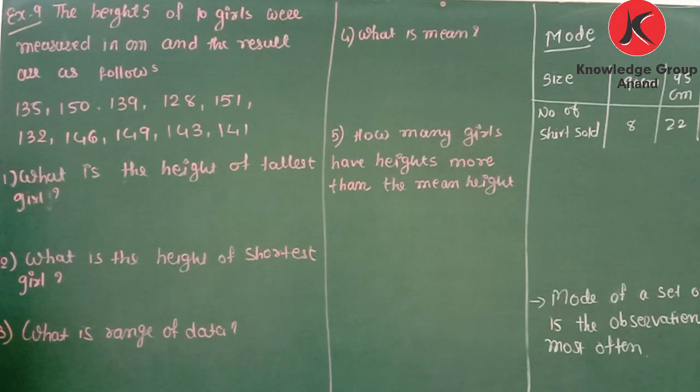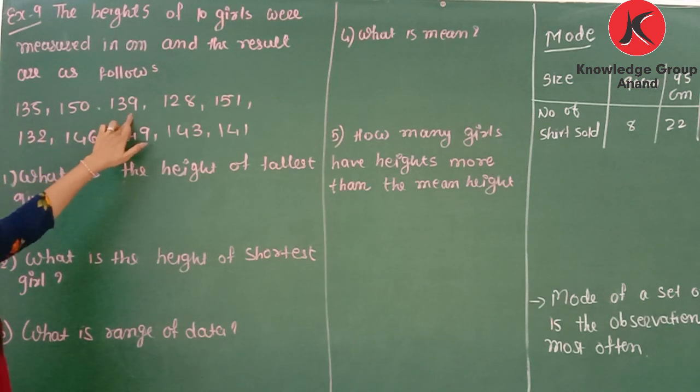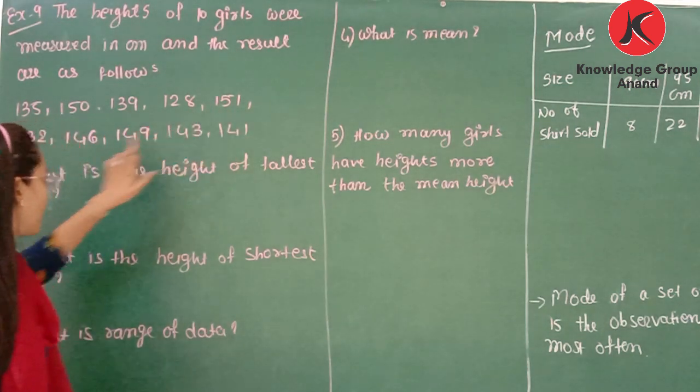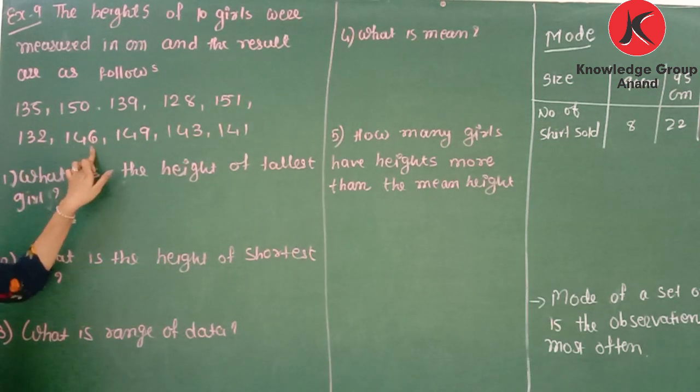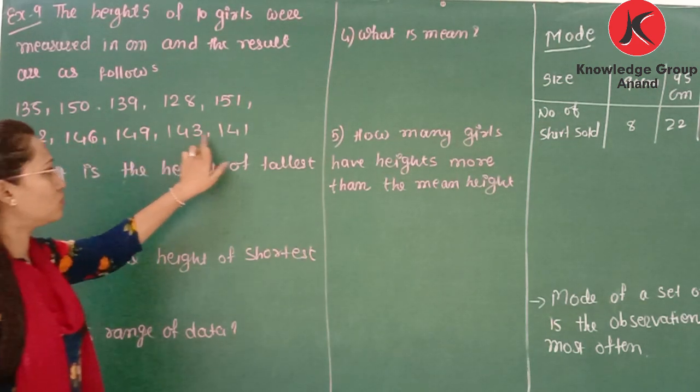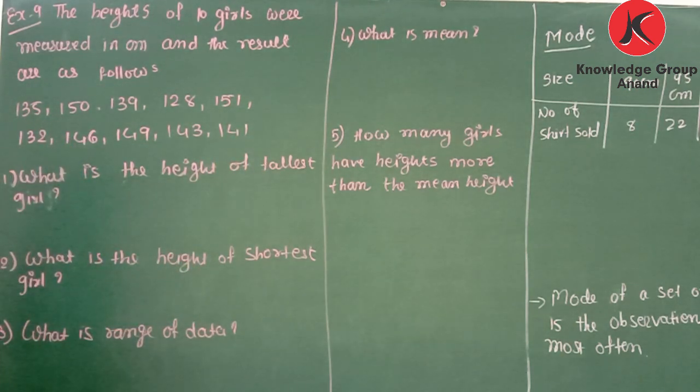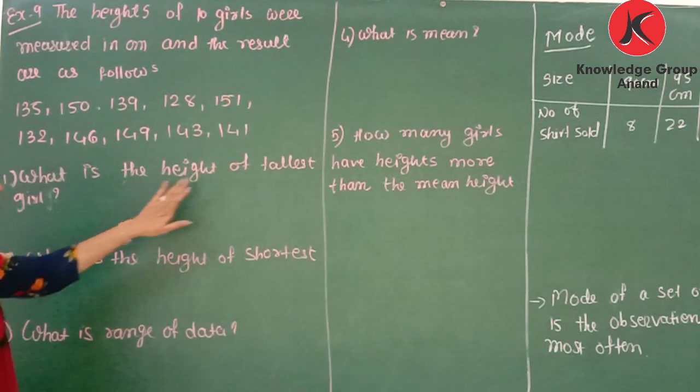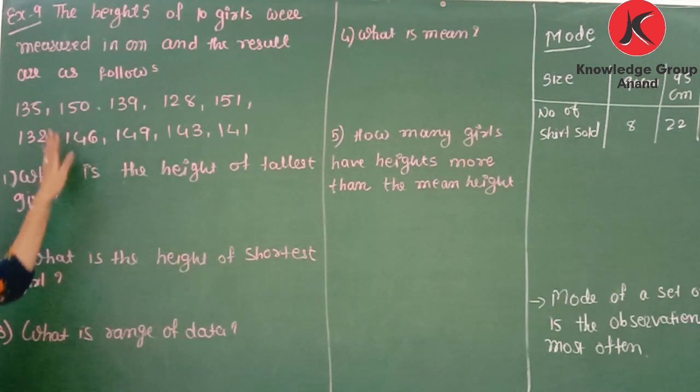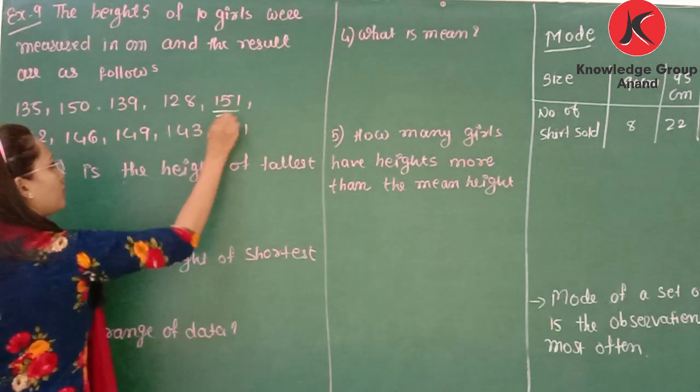Now question 9, the heights of 10 girls were measured in centimeters and the results are as follows. In a school, the heights of 10 girls are measured and in centimeters it is given 135, 150, 139, 128, 151, 132, 146, 149, 143 and 141. What is the height of the tallest girl? Now from this information you can see the height of the tallest girl, that is 151 centimeters.